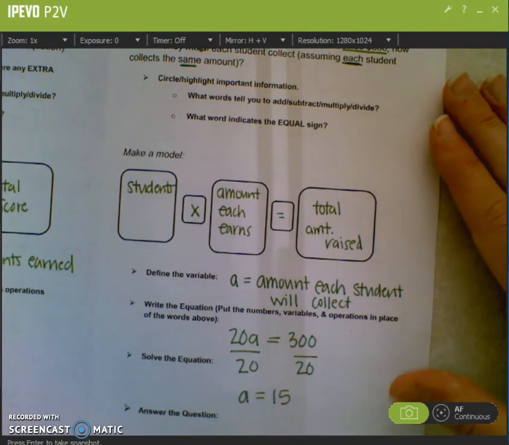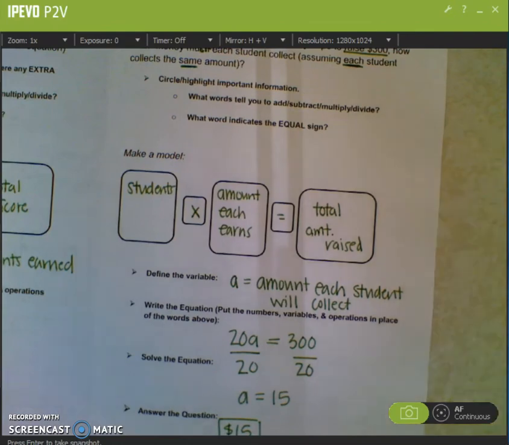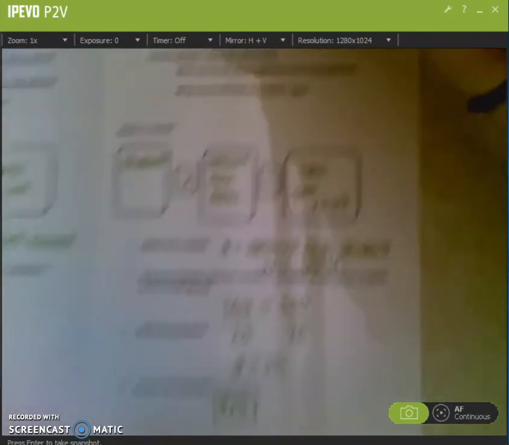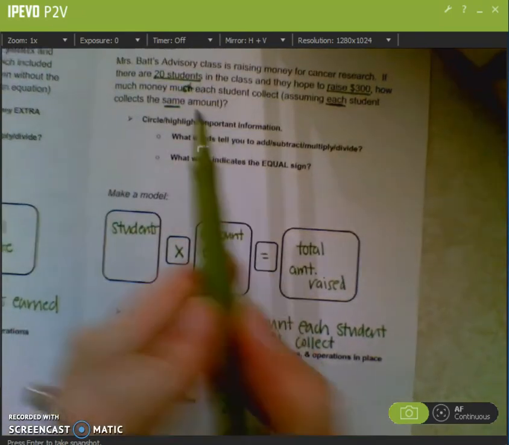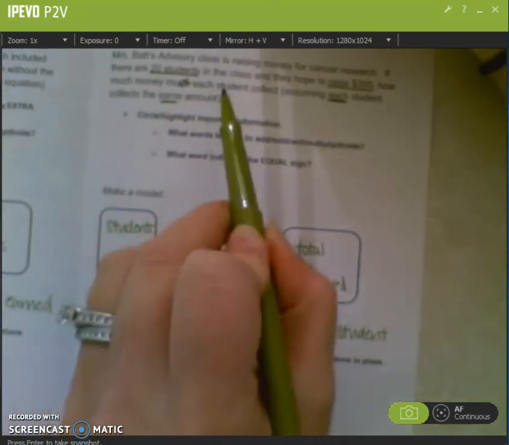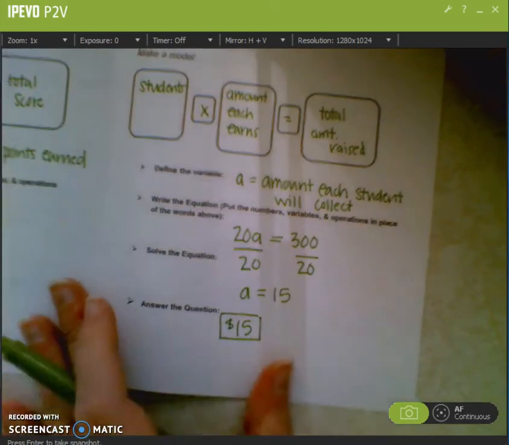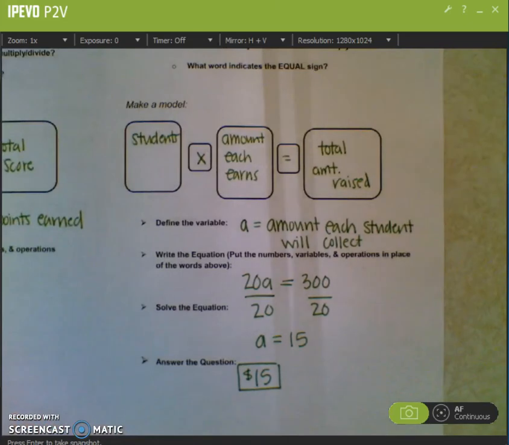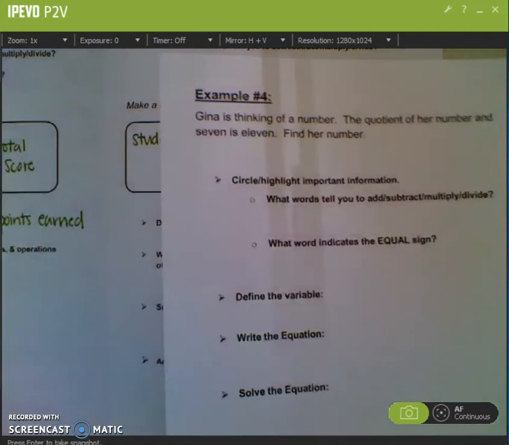And so the answer to the question here is each student must raise $15. Notice that I put a label with my final answer, and I'm always going back to check the question. What did the question ask us? It says, how much money must each student collect? $15. My answer makes sense, and it does seem pretty reasonable that each student would have to earn $15. At this point, I would challenge you to try example number 4 on the next page on your own, and then we'll check it with the next video.